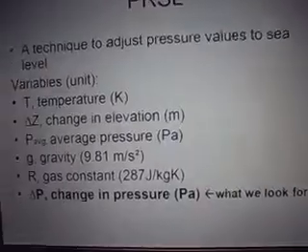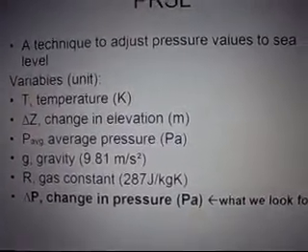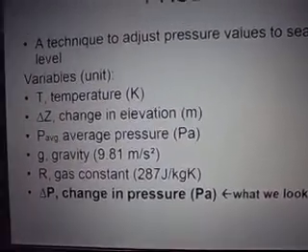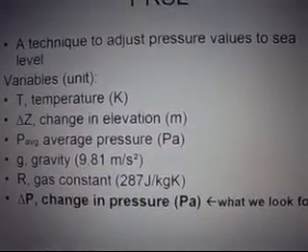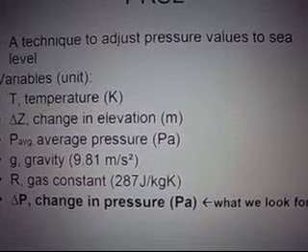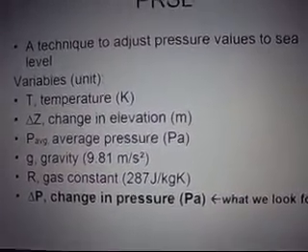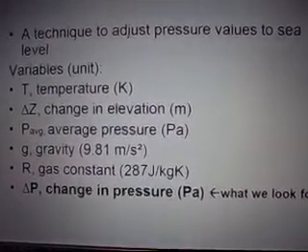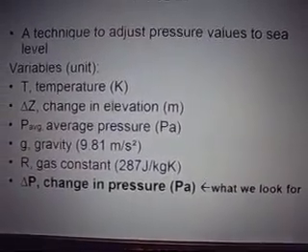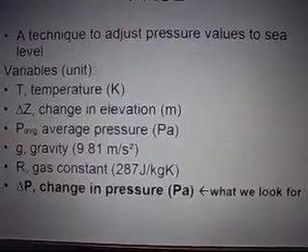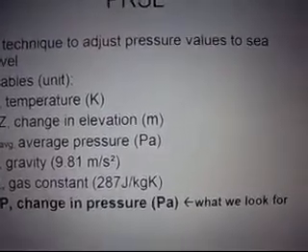They are temperature in Kelvin, change in elevation in meters, average pressure in Pascal, gravity, which is constant at 9.81 meter per second square, gas constant of 287 joules per kilogram Kelvin. And change in pressure in Pascal is what we are looking for at the end of our calculations.